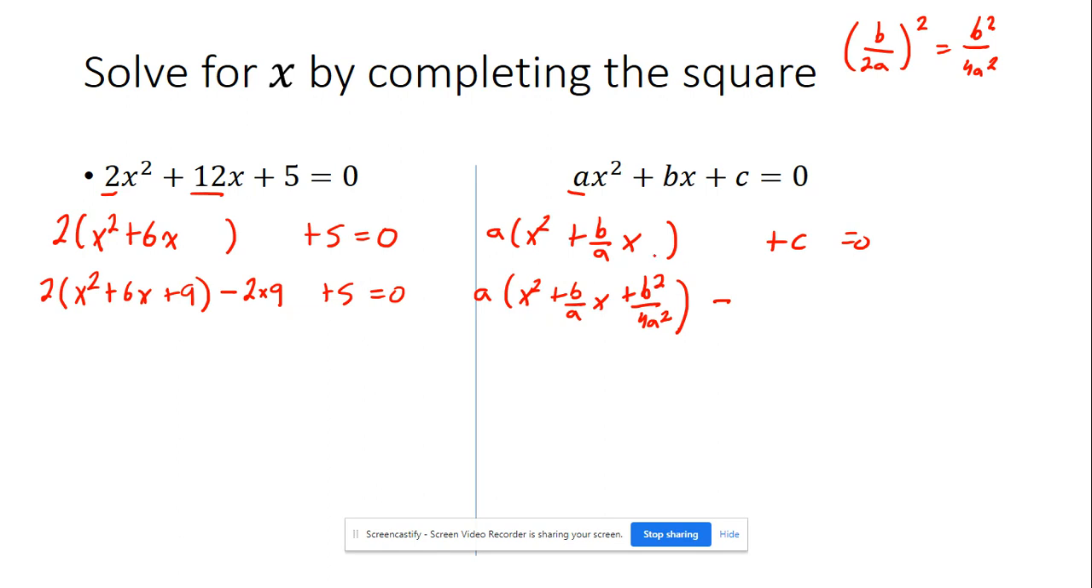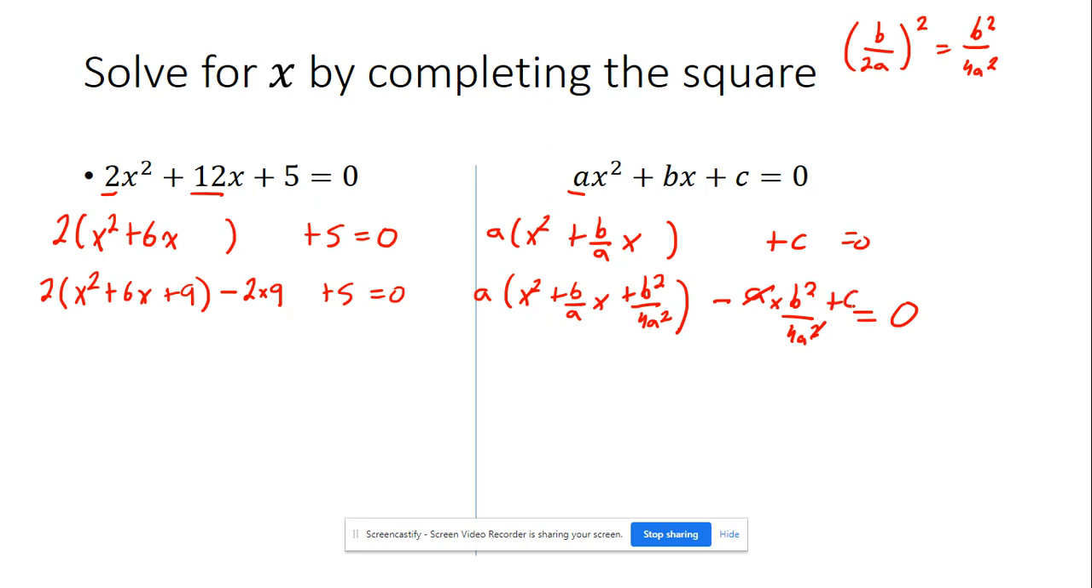Now, what do I need to subtract here? In this case, it was 2 times 9, so it's going to be a times this, minus a times b squared over 4a squared. This cancels out with this one over here, equals 0.